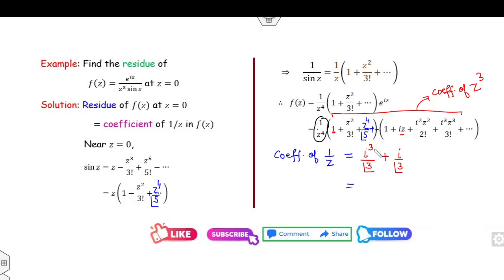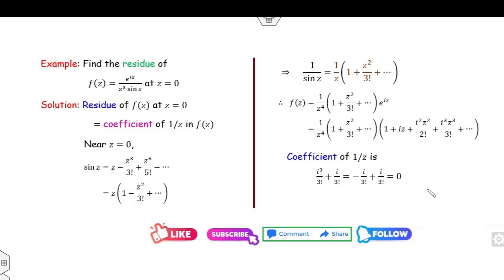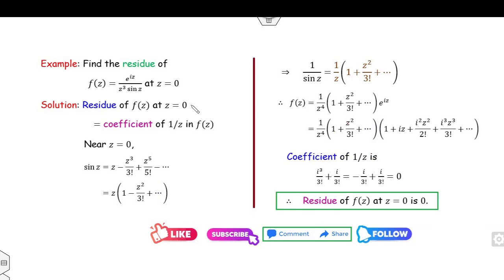So what does your coefficient become? iota cube divided by 3 factorial and it is z square into this. So what is iota cube? It's minus iota over 6 plus iota over 6. Answer is my 0. So coefficient of the 1 over z is my 0. Hence residue is also my 0.